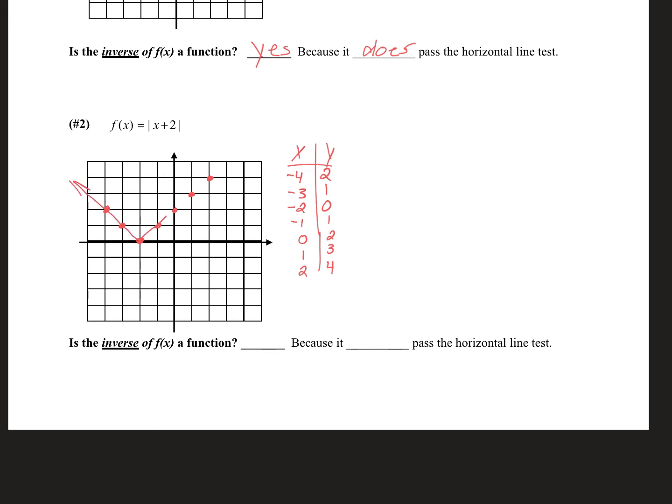Okay, and you might already be able to tell, but if we draw a horizontal line, okay, we see that we're intersecting at 2 points. Okay, so the horizontal line test says it has to intersect only once. All right, so is the inverse of f of x a function? No, because it does not pass the horizontal line test.